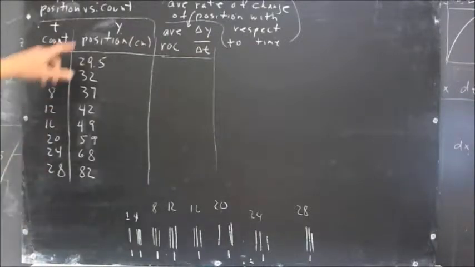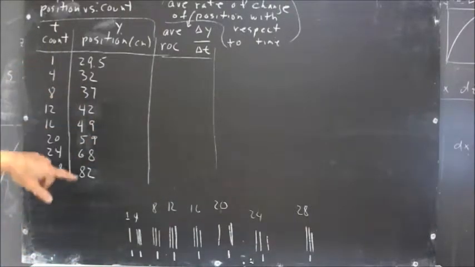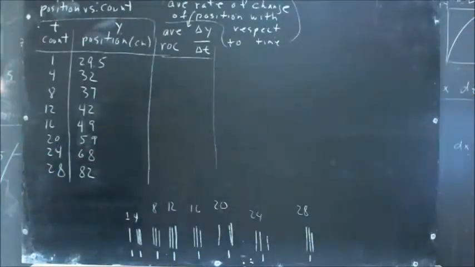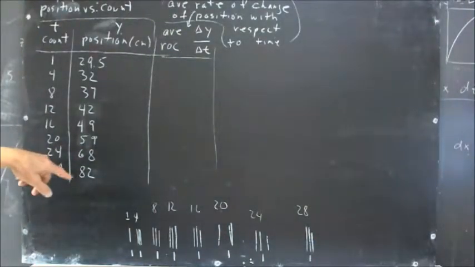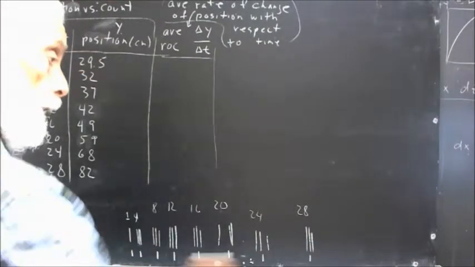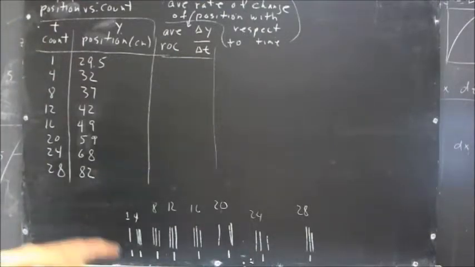Okay, I've completed a position versus count table. And again, you see how you get the idea. 80 centimeters is right here. This is a little bit more than 80 centimeters, 82 centimeters. This one's a little less than 30 centimeters, 29.5 centimeters. Each one estimated from a rough scale I've got marked on the styrofoam here.